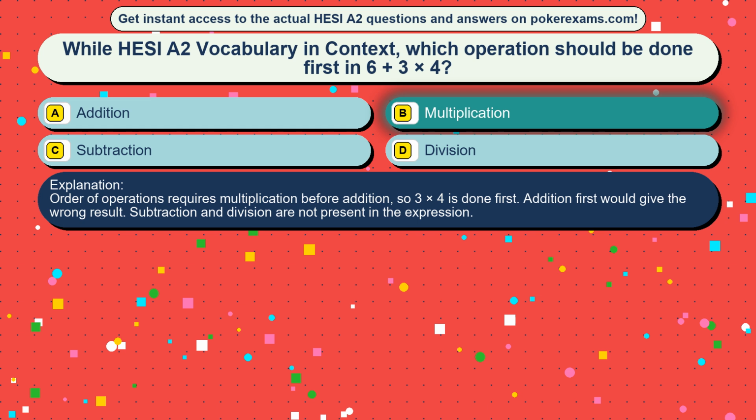Order of operations requires multiplication before addition, so 3 × 4 is done first. Addition first would give the wrong result. Subtraction and division are not present in the expression.